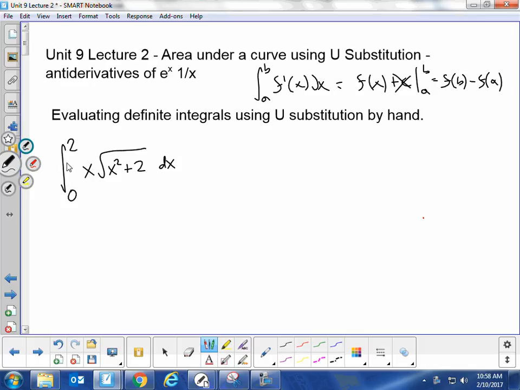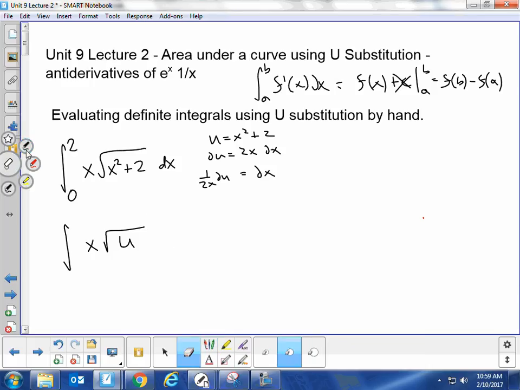The only way I can find the antiderivative, though, is using U-substitution. So I set u equal to the inside of the composition. I go ahead and go through the entire process, solving for dx. Now, I'm going to just write my integral right now. I got root u, which replaces the square root of x squared plus 2, and dx is going to be replaced by 1 over 2x du.